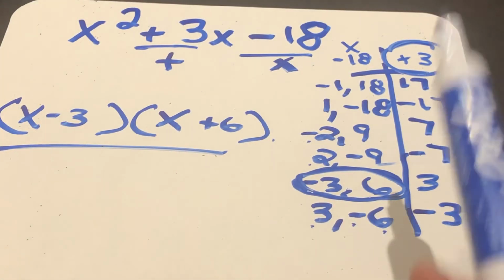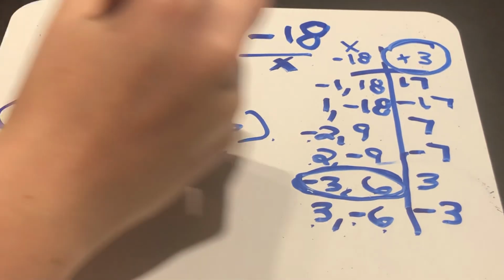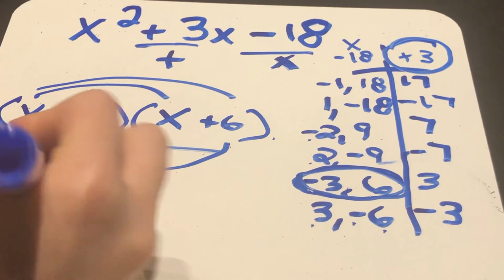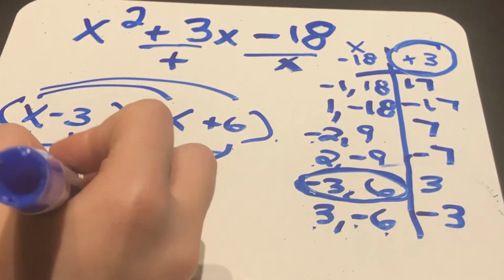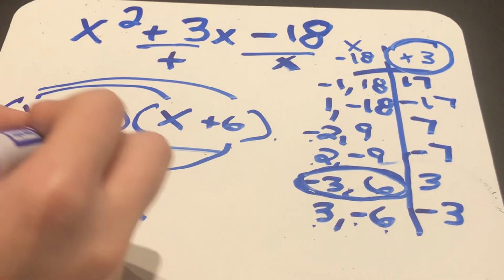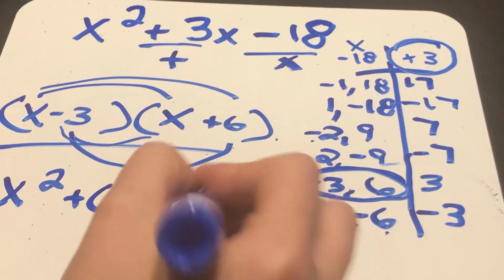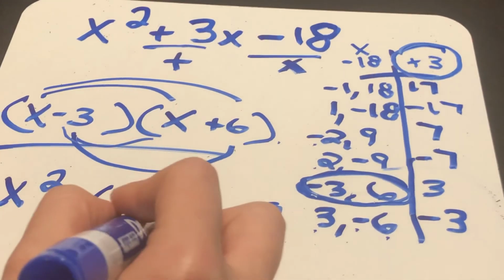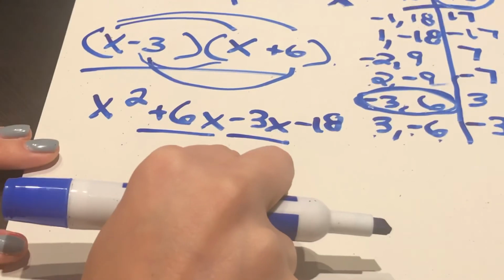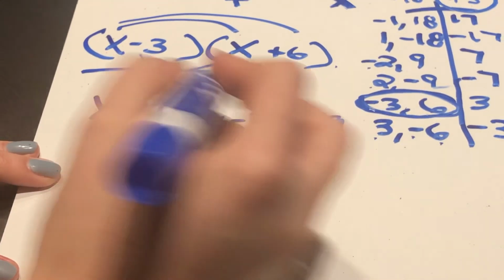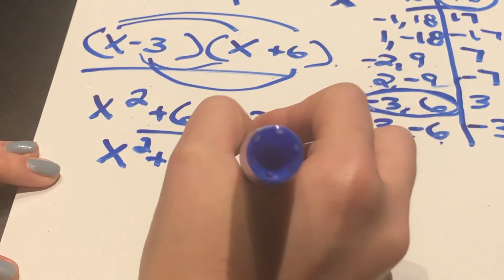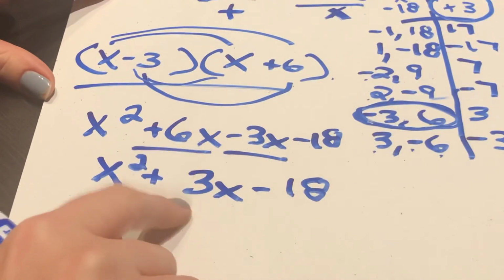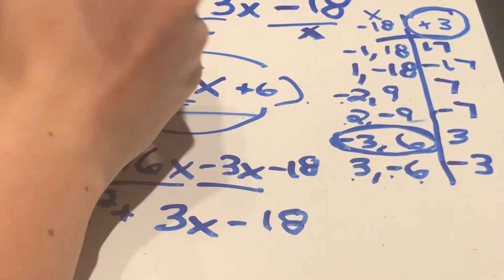But to see if you got the right answer, you just want to make sure you FOIL that out. So x times x, x squared, x times 6, 6x, negative 3 times x, negative 3x, negative 3 times 6, negative 18. I have like terms. 6 minus 3 is 3. Bring the rest down. Did we get the same thing as the top? Yes, we did. So I know that I did it right. So this is my answer.